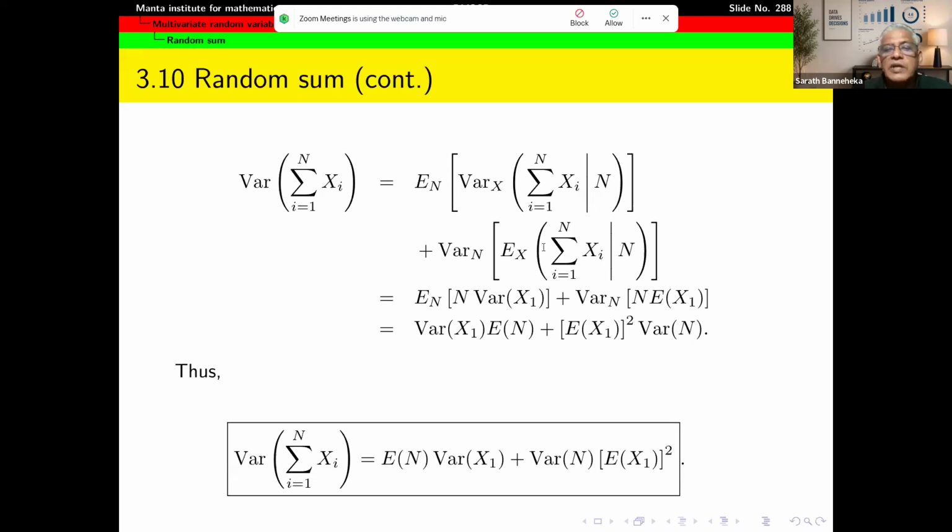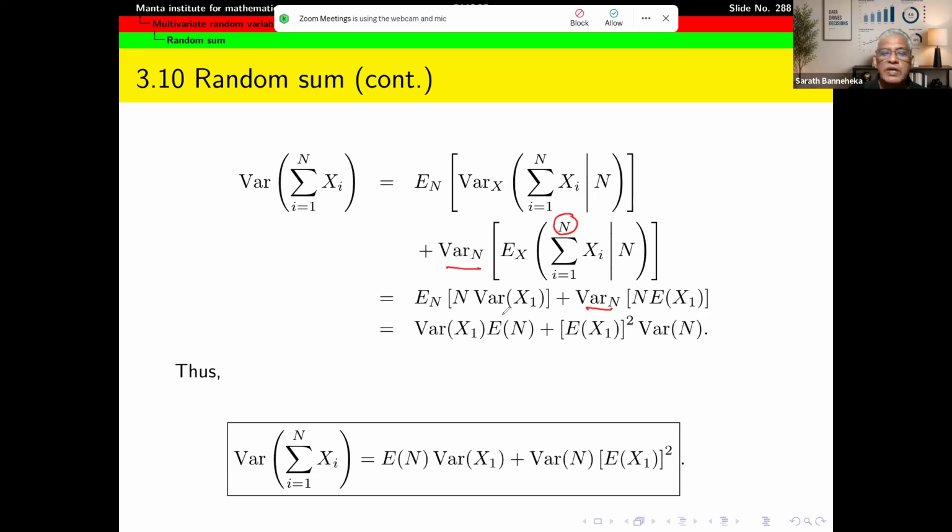And from this one, we get again for a given n, right? So this n is now considered as fixed. So therefore, expected value was sum of fixed number of xi terms where xi's are IID. So that will give you n times expected value of x1, for example. Right? So that's how these two terms come: expected value of n times variance of x1 coming from this one, and then the variance of n, and then from this one, n times expected value of x1.